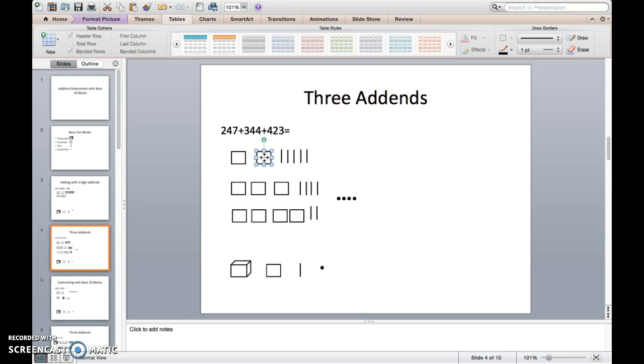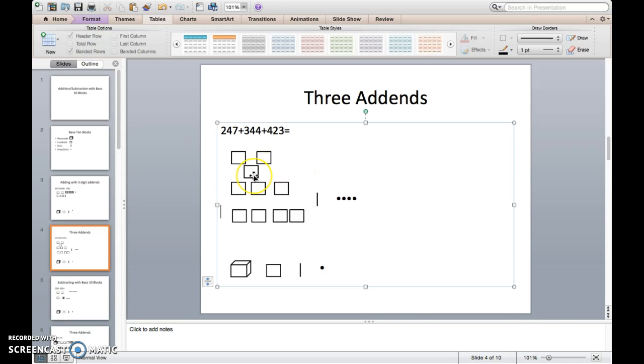So what I can do is I can duplicate this box. Now I have another box here. I'm just going to put it right here in the middle, and then I'm going to get rid of 10 of these lines. Now I only have 1. I'm going to put it close to my units over here.